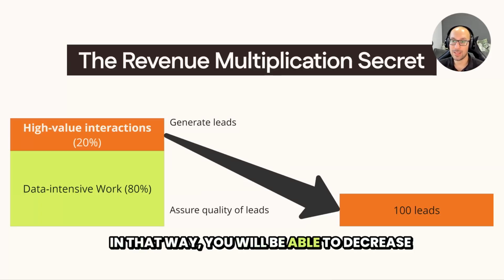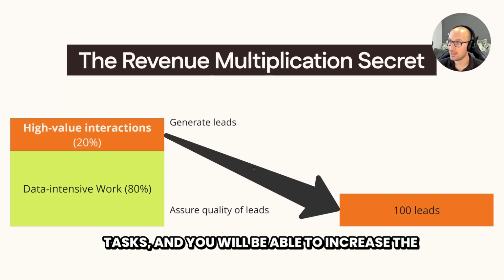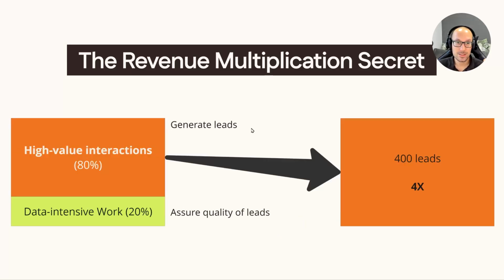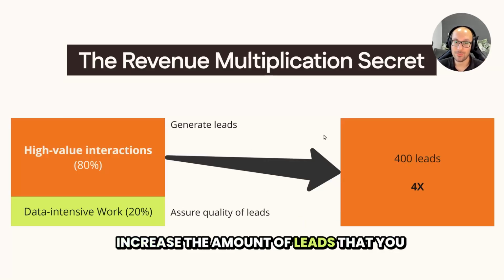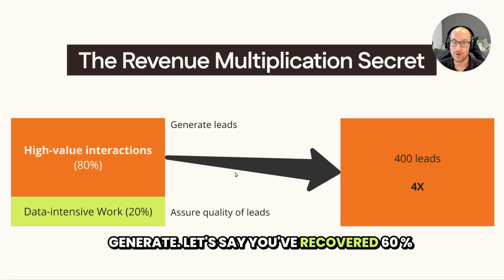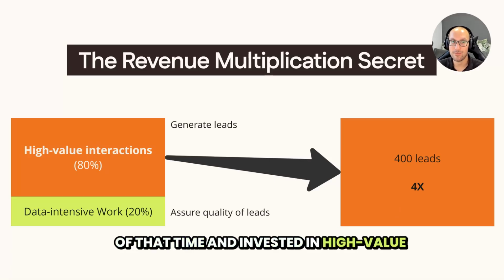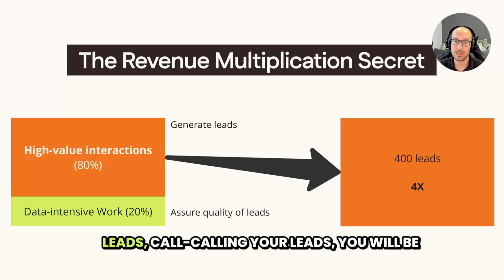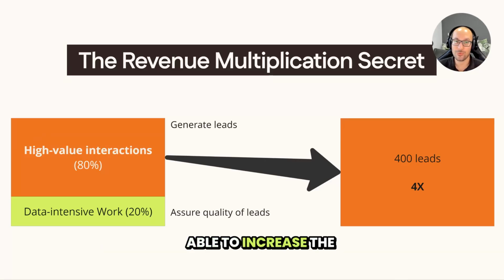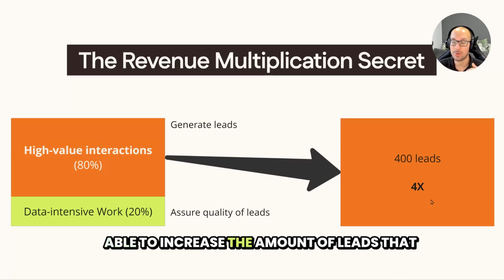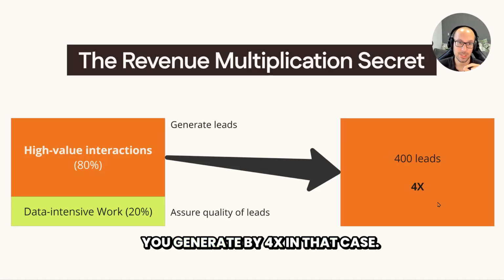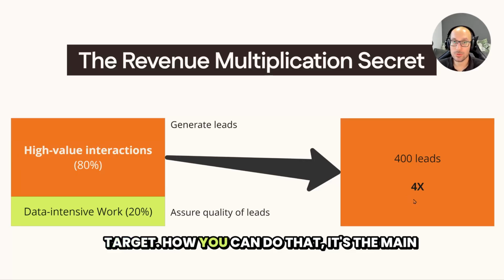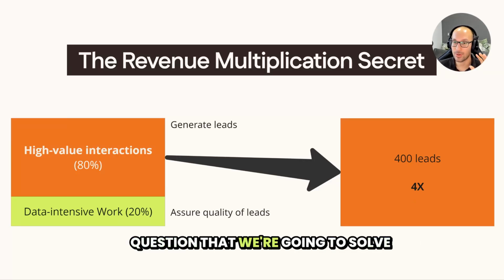In that way, you will be able to decrease the amount of time that you spend on those tasks, and increase the amount of time that you spend on high value interactions that are related to generating leads. So if you do that, you will be able to increase the amount of leads that you generate. Let's say you recover 60% of that time and invest it in high value interactions like creating really powerful lead magnets, creating content to nurture leads, cold calling your leads. You will be able to increase the coverage. You will be able to increase the amount of leads that you generate by 4x in that case. So that's the main goal that we want to target. And how you can do that is the main question that we're going to solve today.